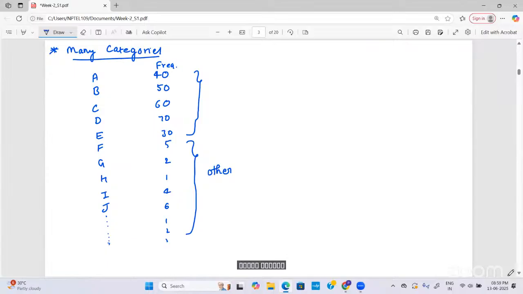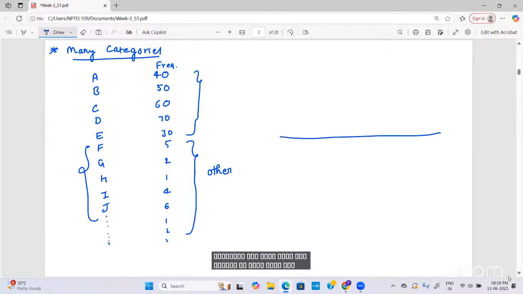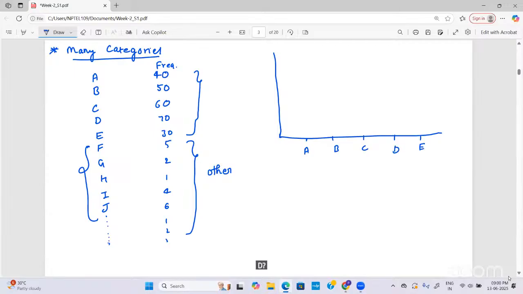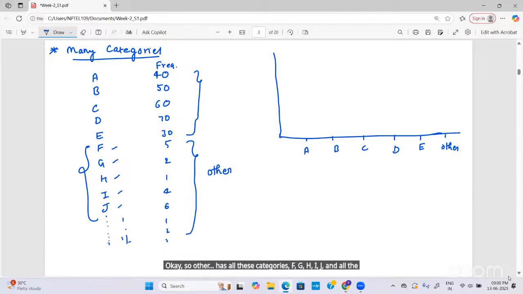So whenever we have too many categories, where some of the categories occupy the major proportion and some are very less in number, we can make a bar chart, or we can make a pie chart as well. So for a bar chart, what do we do? We represent A, B, C, D, E, and then we write a category called others. Others has all these categories F, G, H, I, J, and all the other categories in your data set.